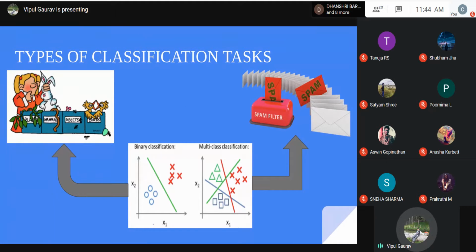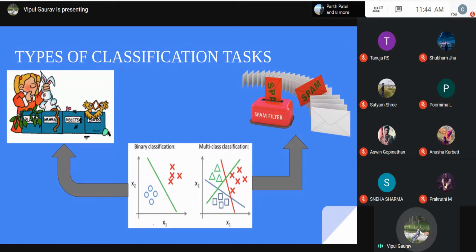So the multi-class means there can be different classes to which they can belong, right? Plants, mammals, insects, birds. While in the case of spam filters, an email can either be a spam or it can be not a spam, right? It goes to the inbox. So that's a binary classification task.